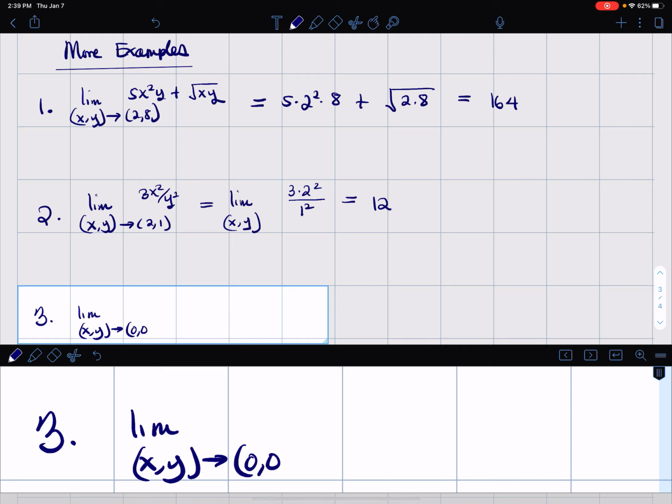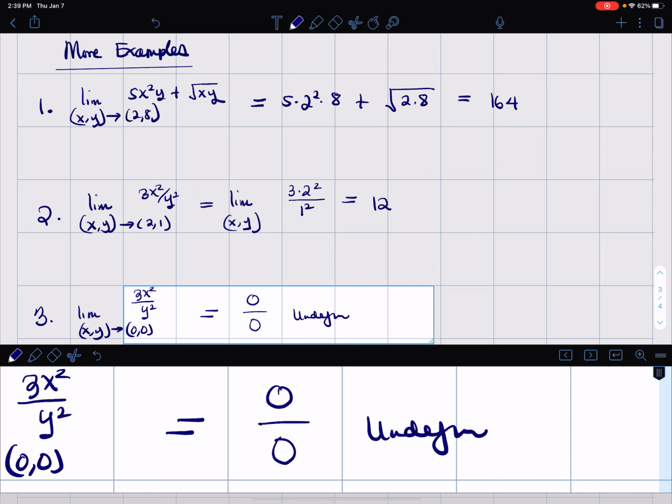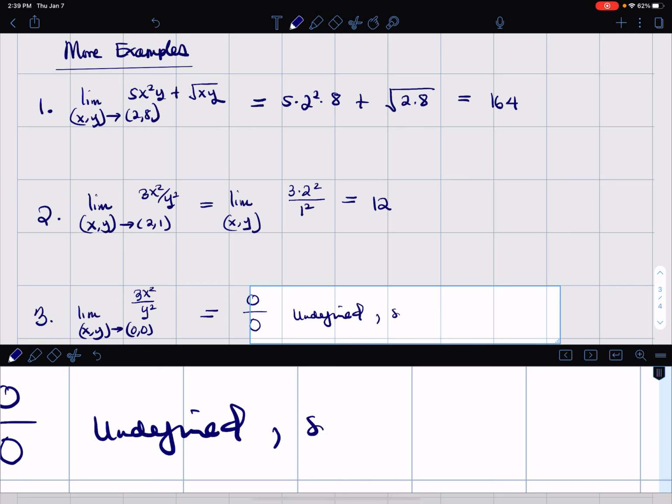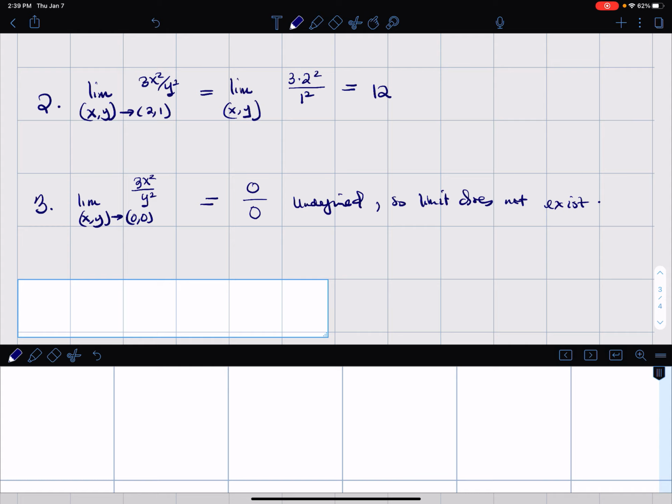Let's do (0, 0) of 3x squared over y squared. This is just going to be 0 over 0, so this is undefined. So the limit does not exist. We can't do much. But there are problems where the limit doesn't exist, or it looks like the limit doesn't exist, but you can actually do more to get the limit.